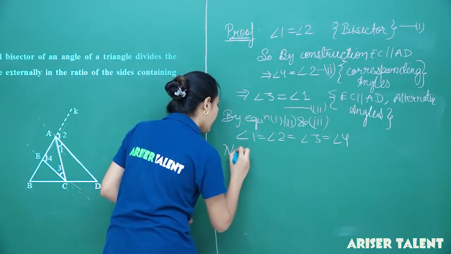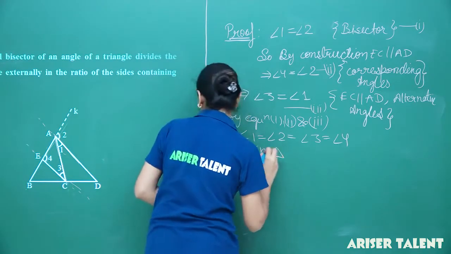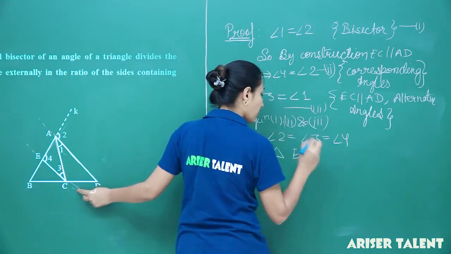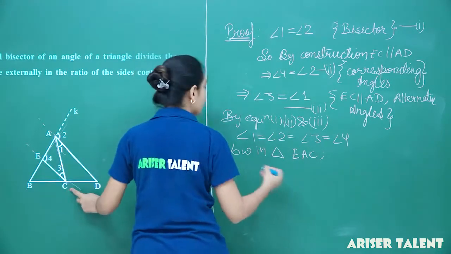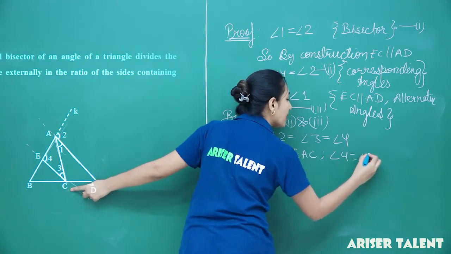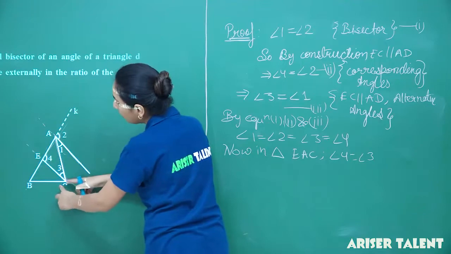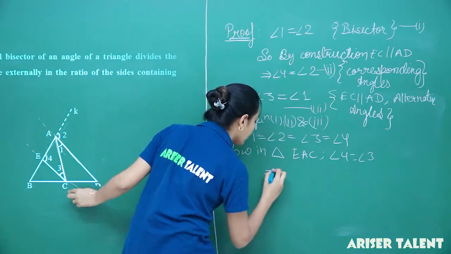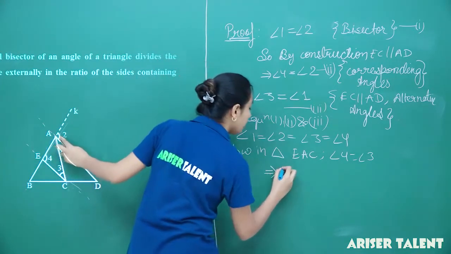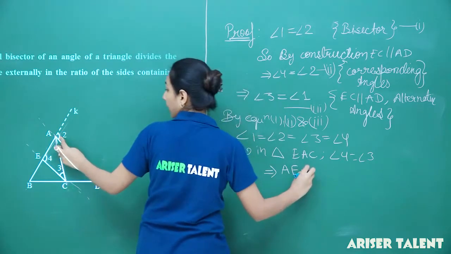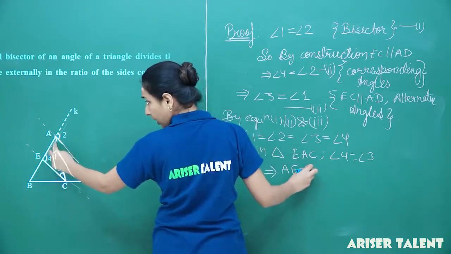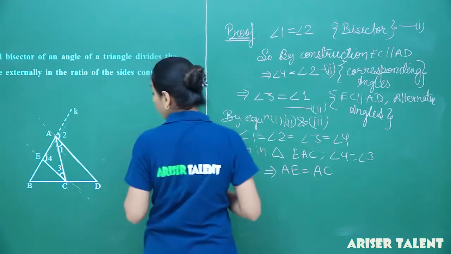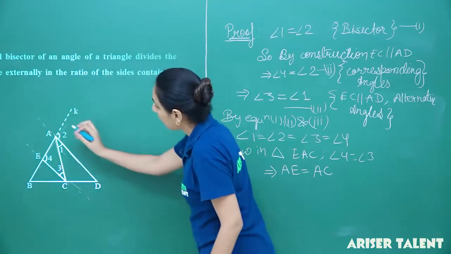Now, in triangle EAC, what you are having? Angle 4 equals angle 3. So, if angle 4 and angle 3 are equal, then EA and AC will also be equal, students. So, you can write, this implies that AE will be equal to this line AC. Okay, noted.